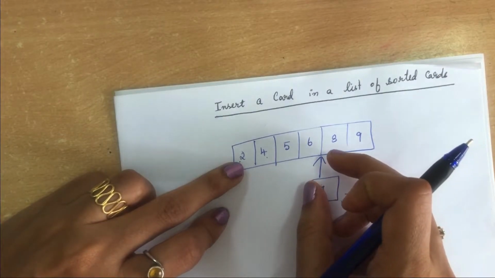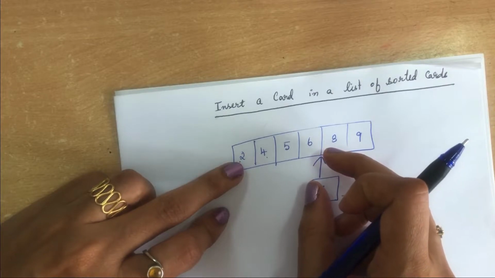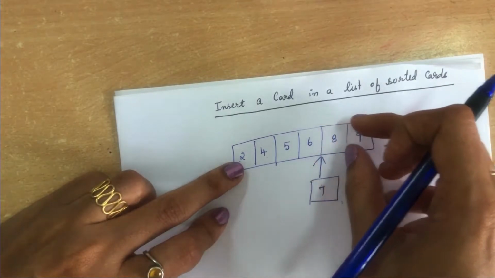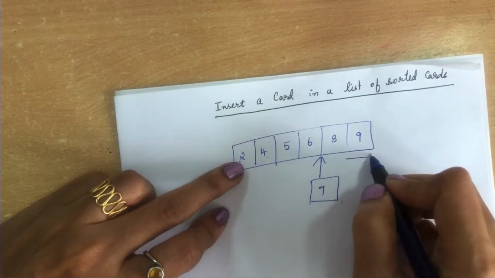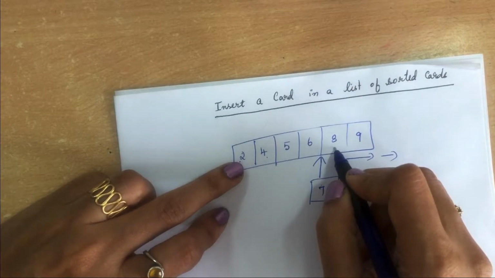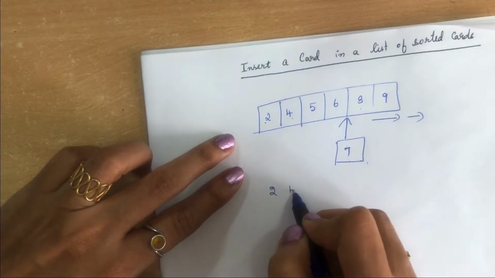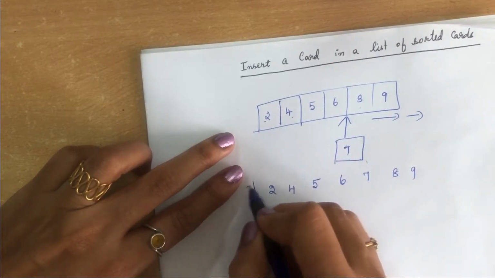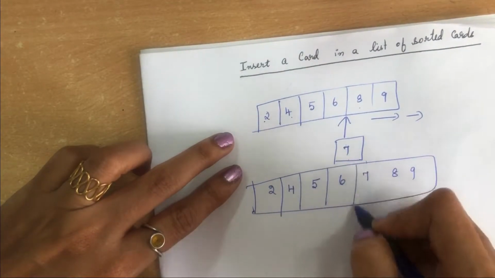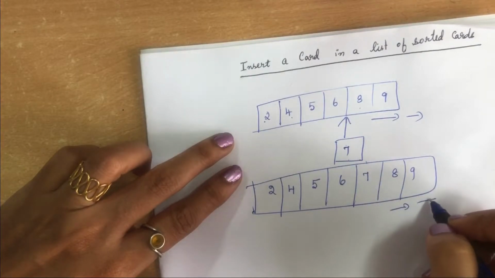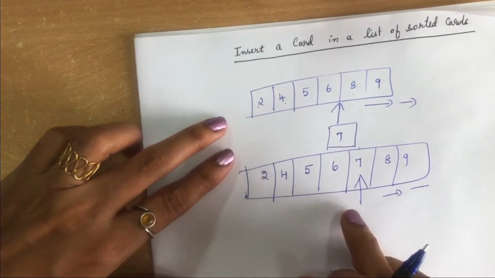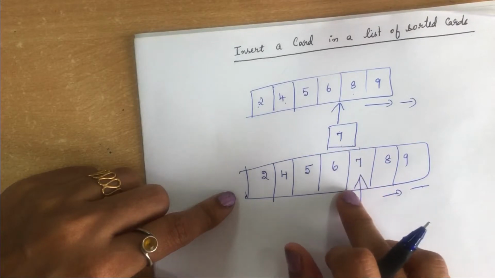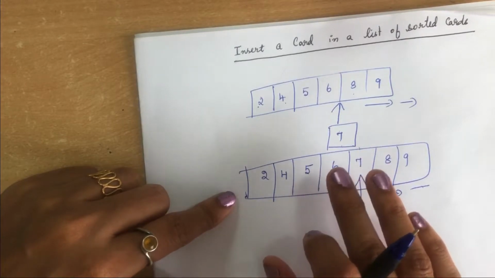When I find this particular position, I have to move the remaining elements to the next position and then insert the new element. What I will get at last is 2, 4, 5, 6, 7, 8, 9. So I have to move 8 and 9 to the next position and then insert the new element into this place. This is what we are going to do in this particular video.